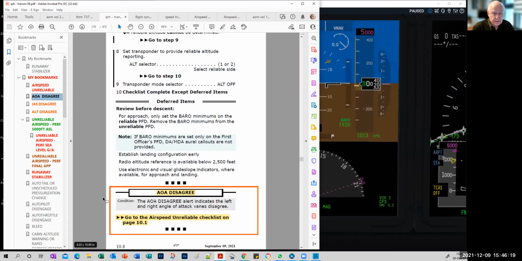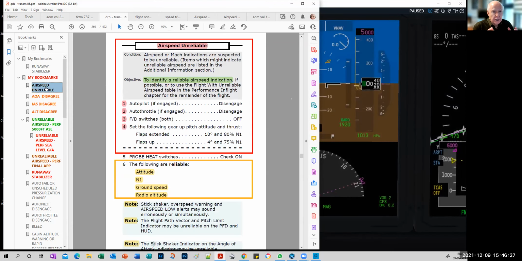That checklist directs us to go to the airspeed unreliable checklist. The airspeed unreliable checklist has memory items. So don't be confused. You're not going to a checklist right away. You're going to have to perform the recall items. That's the way you're trained. So it will pay to know that AOA disagree, IAS disagree will direct you to the airspeed unreliable.